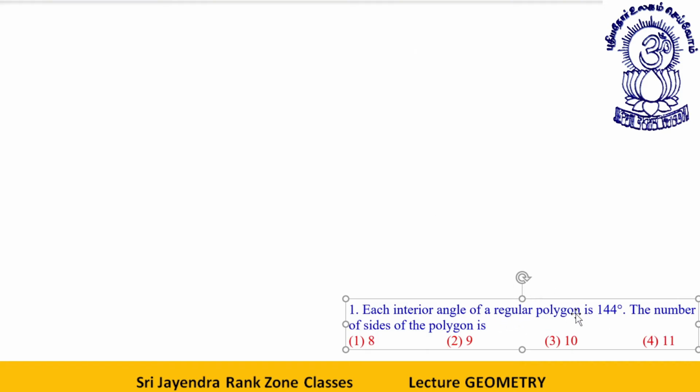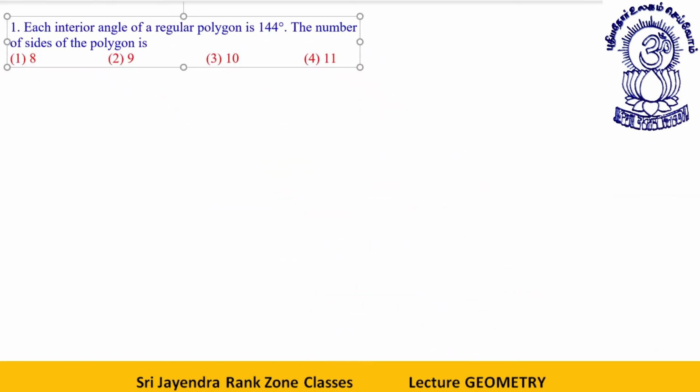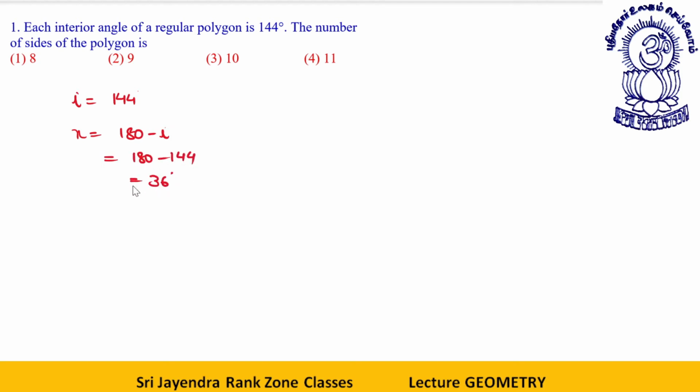Each interior angle of a regular polygon is 144 degrees. The number of sides of the polygon is, see, what is I here? I is 144 degrees. So what will be x? X is 180 minus I, that is 180 minus 144, that is 36 degrees.